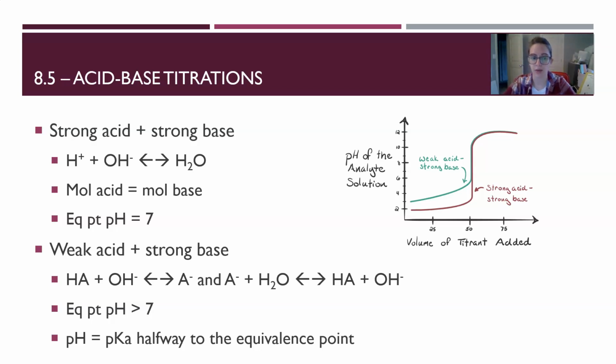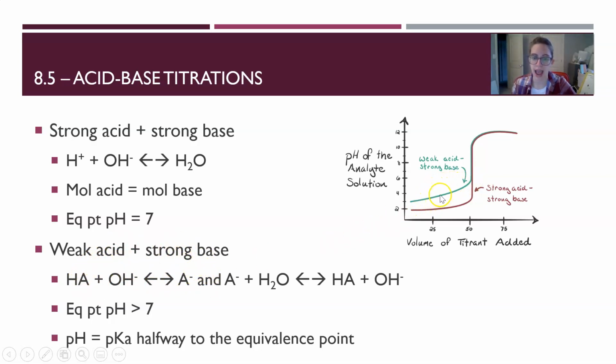When you have a weak acid reacting with a strong base, you're going to end up with a buffer region. So you might notice that the slope of the weak acid strong base curve looks a little bit different than the strong acid strong base curve. So this region here is the buffer region. This is where it's resisting changes in pH.